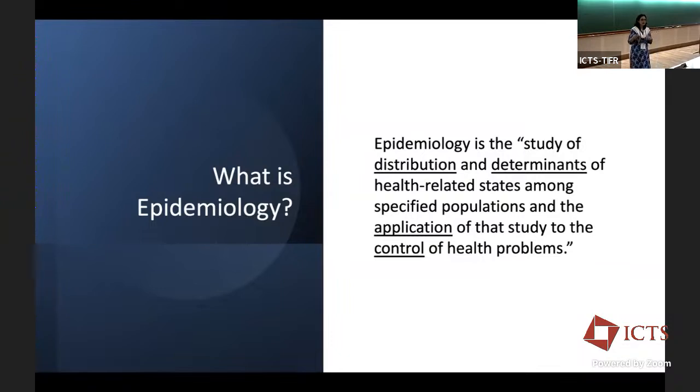So what you study in one population may be very different. And I think a very good example is what Uma gave, that the same thing when you apply to one population gives you one kind of interpretation, but your interpretation may change when your population changes. And that's something really, really important to keep in mind. And then application of all this knowledge that you gain to control the health problem. Again, it's not disease, it's beyond disease. So we look at health as a whole.